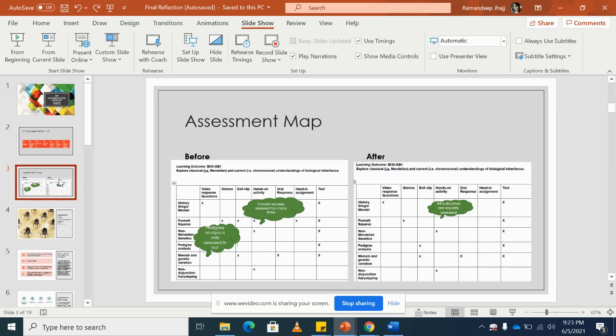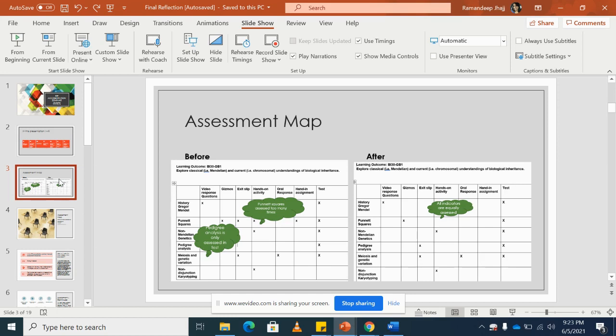So before the seminar, I feel that I focused more on my favorite topics. For example, you can see for Punnett squares, there's a lot of assessments on Punnett squares. There's a gizmo activity that students will be doing, exit slip, hands-on activity, and hand-in assignment, and they're assessed again on the test. So they're being overly assessed on just one area. However, when you look at pedigree analysis, I haven't assessed students a lot in that area.